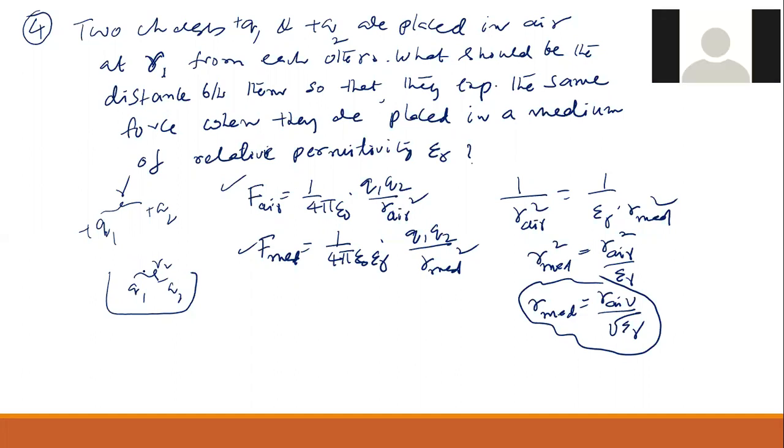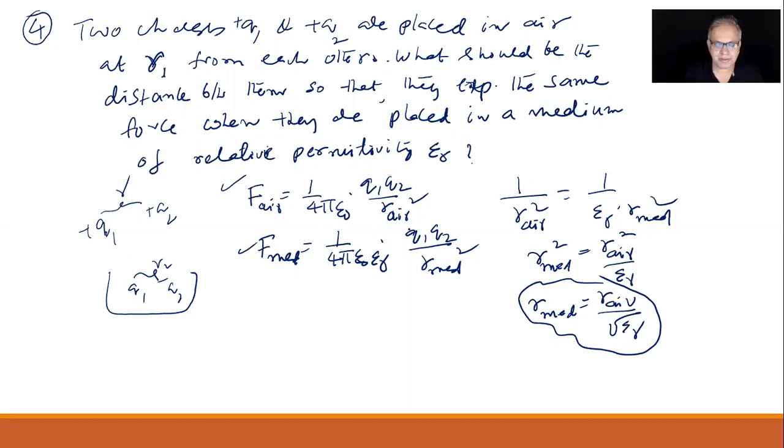Two charges Q1 and Q2 are placed in air at R1 from each other. What should be the distance between them so that they experience the same force when they are placed in a medium of relative permittivity R? So they experience the same force. These two forces I am making equal. Do you follow? Understood, sir? This equal this. I did not write too many steps.